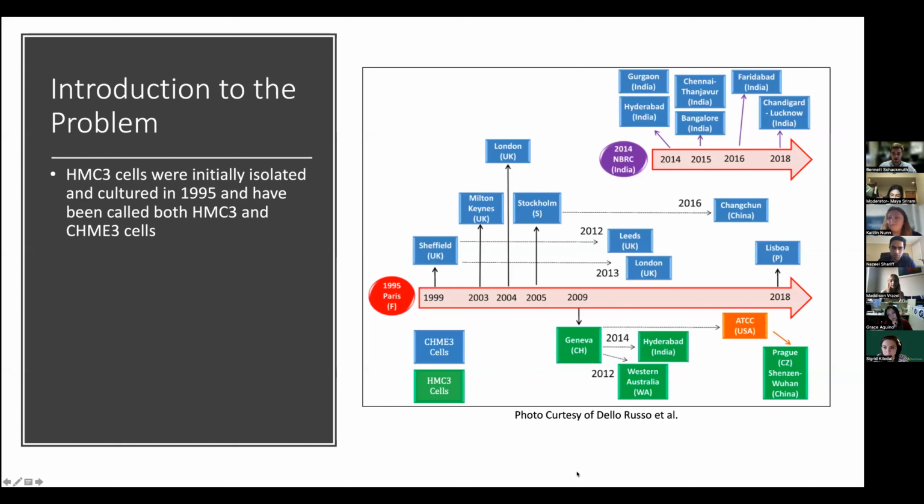One of the main problems that can occur with HMC3 cells, though, is their history. They were initially isolated in Paris in 1995. However, since then, they've gone under the name of either HMC3 cells, CHME3 cells, or KIME3 cells. As you can see here, they've been sent to other labs in the UK, in Sweden, in India, and all around the world, yet they were given different names and have been passed around. Eventually they ended up in the hands of the ATCC, who certified them and now regulate their usage and whether or not they're proper HMC3 cells. So they've been certified to be human microglial cells.